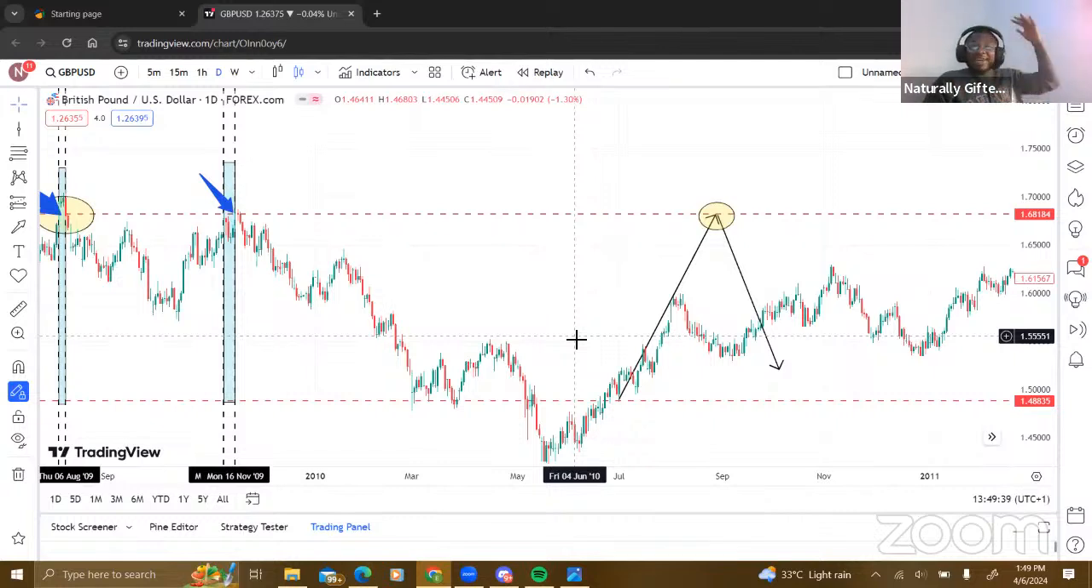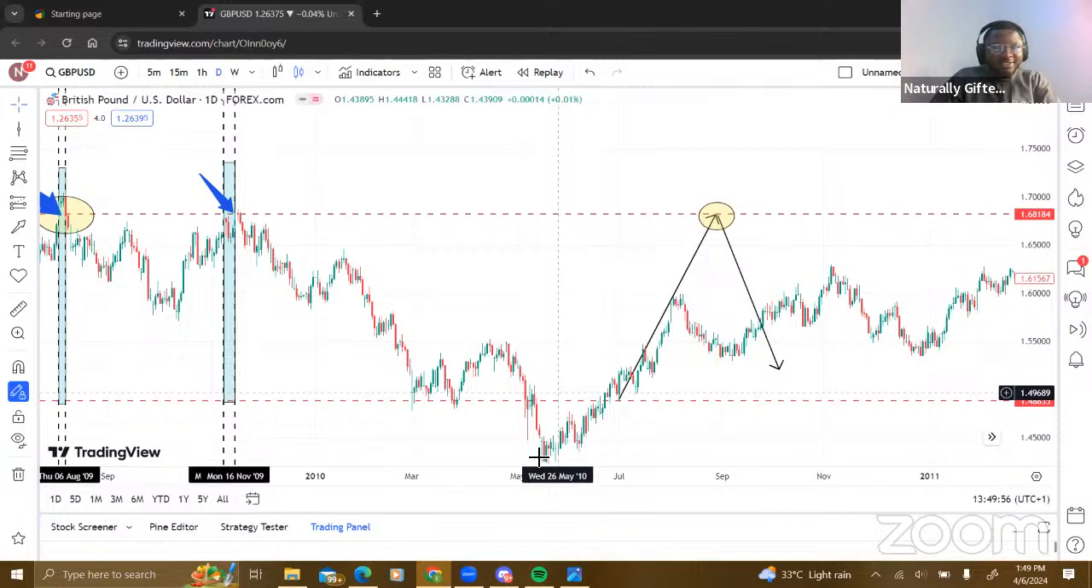And now I started on a very high pitch, talking about harmonic patterns, Fibonacci, retracement levels, but I think I've come down to your level. So let's just work with these patterns. These are also patterns in the market you should identify. But let me know if it's making sense.